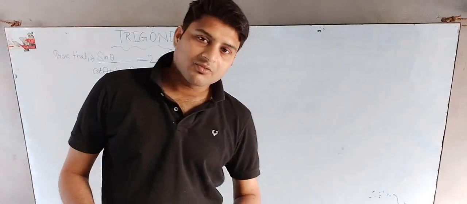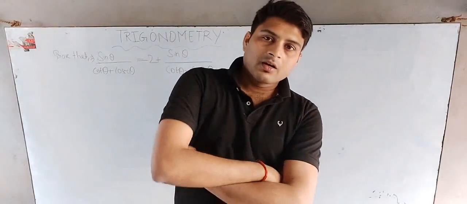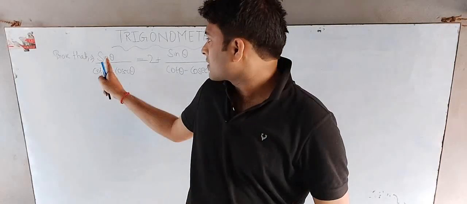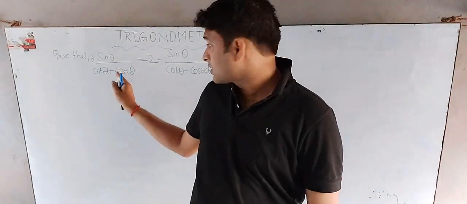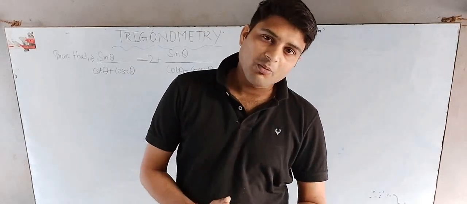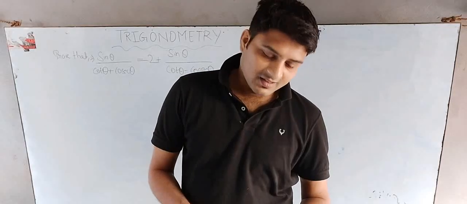Class, let's start our fourth session of trigonometry. In the previous class, I gave you homework in which one question was sin theta upon cot theta plus cosec theta is equal to 2 plus sin theta upon cot theta minus cosec theta. How many of you were able to solve this? Let's see.